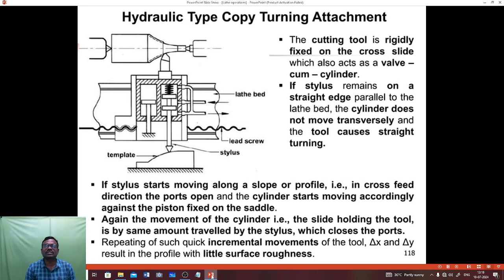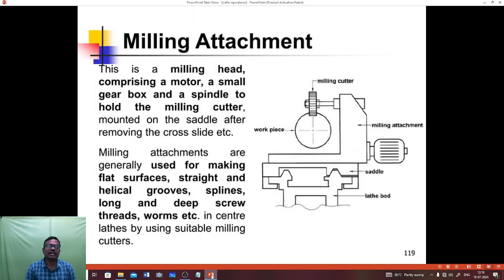Hydraulic type copy turning attachment. The cutting tool is rigidly fixed on the cross slide, which also acts as a valve and cylinder. If stylus remains on a straight edge parallel to the length of the bed, the cylinder does not move transversely and the tool causes straight turning.